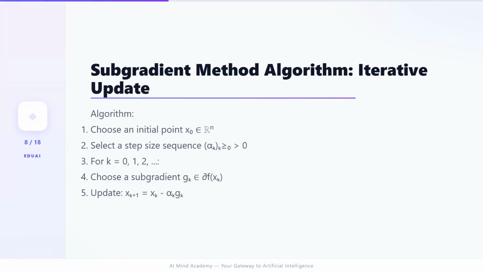Starting with an initial point x_0 and a chosen step size sequence alpha_k, at each iteration k, a subgradient g_k is selected from the subdifferential of f at x_k. The update step then moves the current point in the direction opposite to the subgradient, scaled by the step size: x_{k+1} = x_k - alpha_k g_k. This process repeats until a suitable stopping criterion is met.